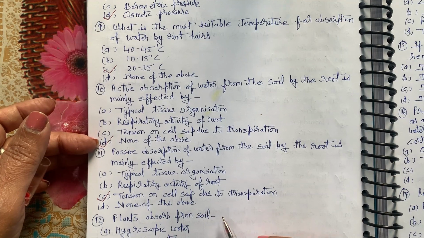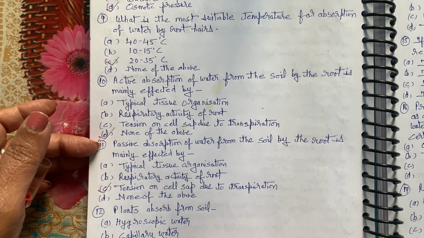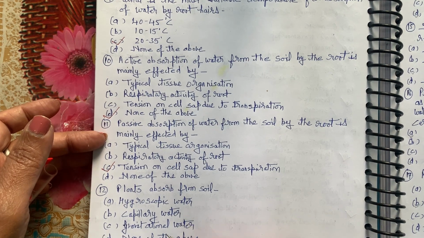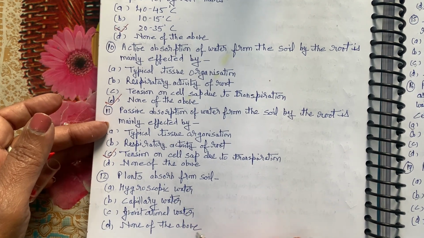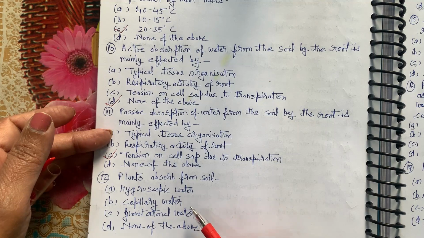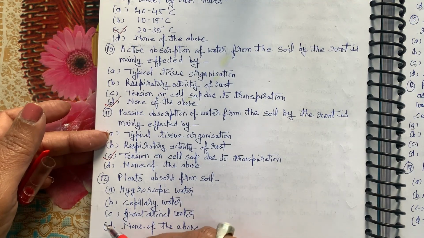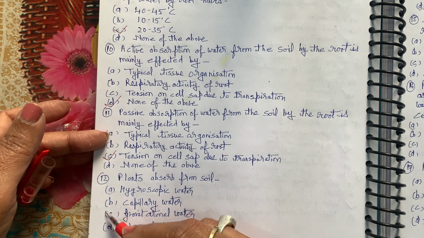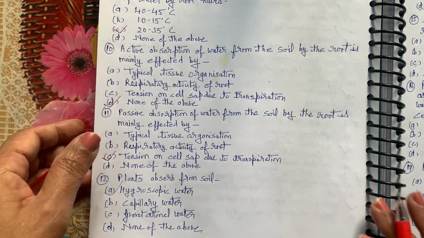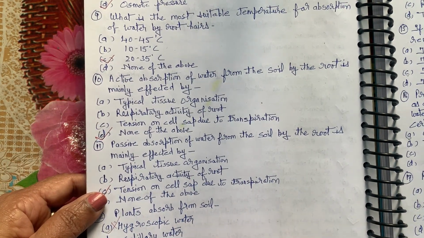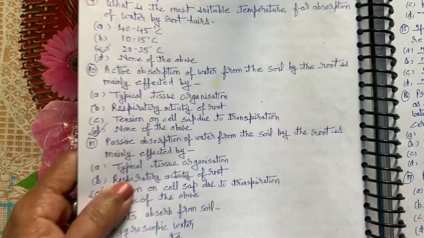Plants absorb from soil hygroscopic water, capillary water, gravitational water, none of these. The correct option is capillary water. Plants absorb from the soil capillary water only, not hygroscopic.